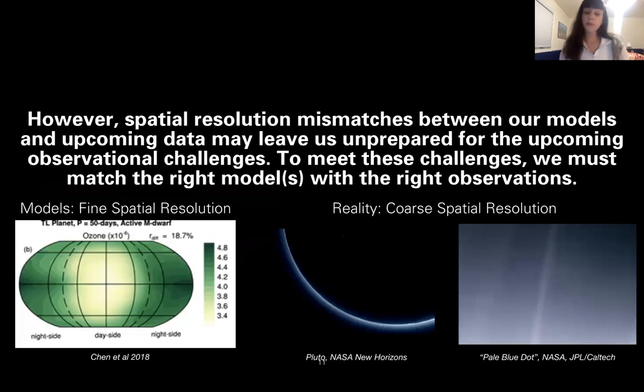However, spatial resolution mismatches between our models and upcoming data may leave us unprepared for the upcoming observational challenges. So to meet these challenges, we must match the right model or models with the right observations. Our observations may show a diversity of phenomena like composition, rotation, phase dependence, and spatial inhomogeneity, but our observations will also have certain limitations. And we have to think about how we'll apply our models strategically so we can decipher as much as we possibly can about these planets, from the faint halos we'll detect in transmission or the pale blurry dots we'll detect in reflectance.